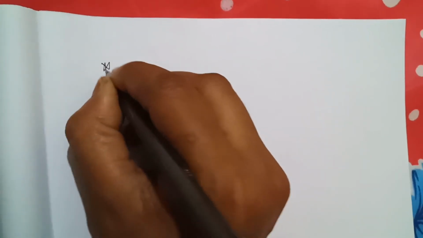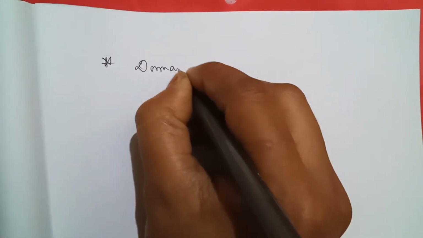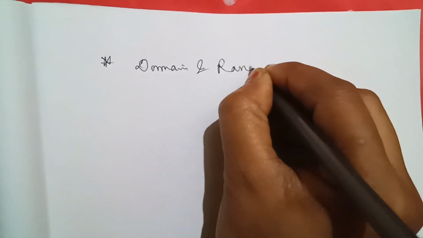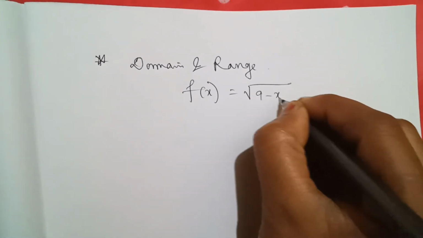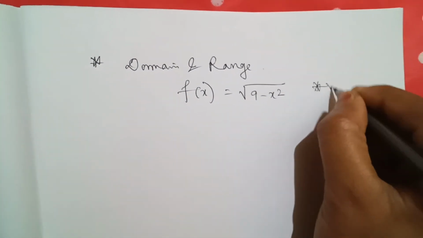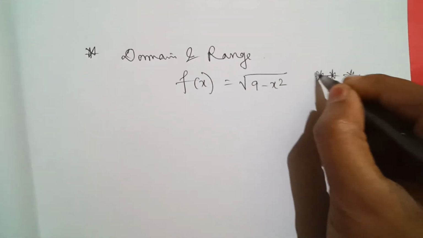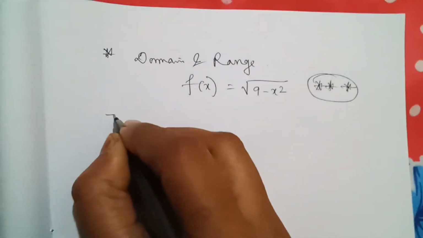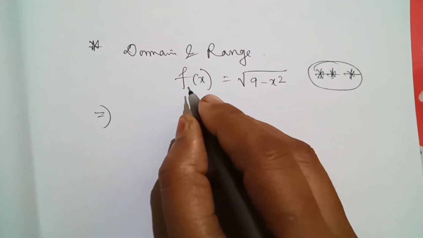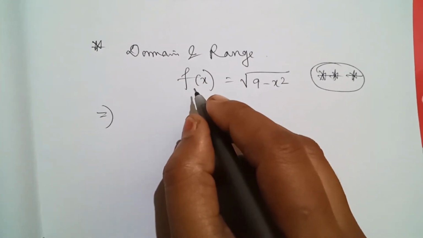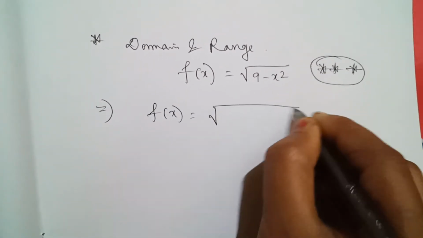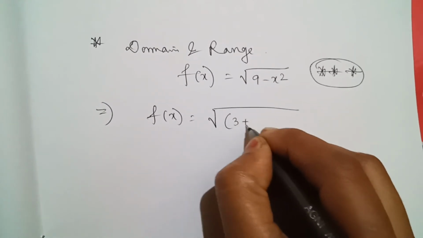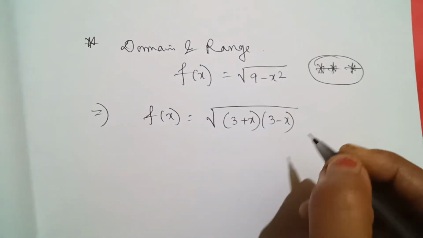My next question is from your NCERT book, and it is again to find the domain and range of f of x equals root over of 9 minus x squared. This particular question is a very important type, so check it minutely. As I told you, you have to find the definition part of f(x). Now, I am writing it like this: root over of 3 plus x into 3 minus x, right?